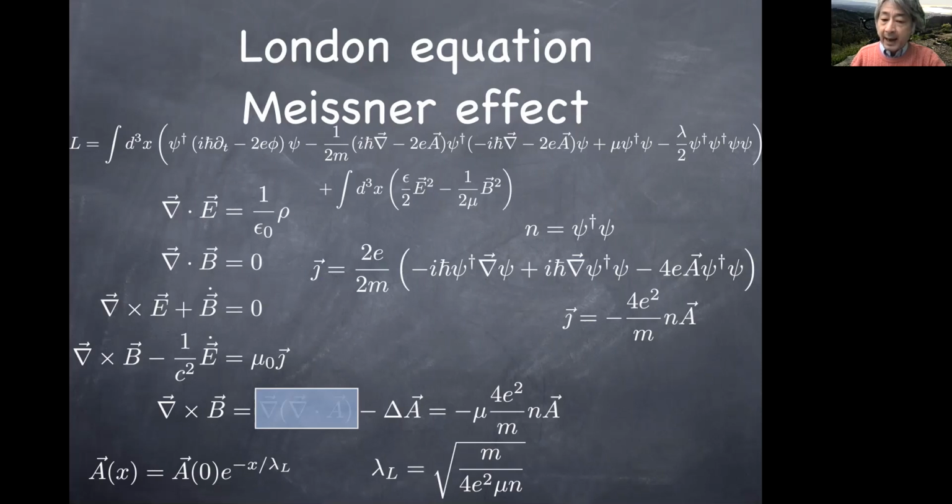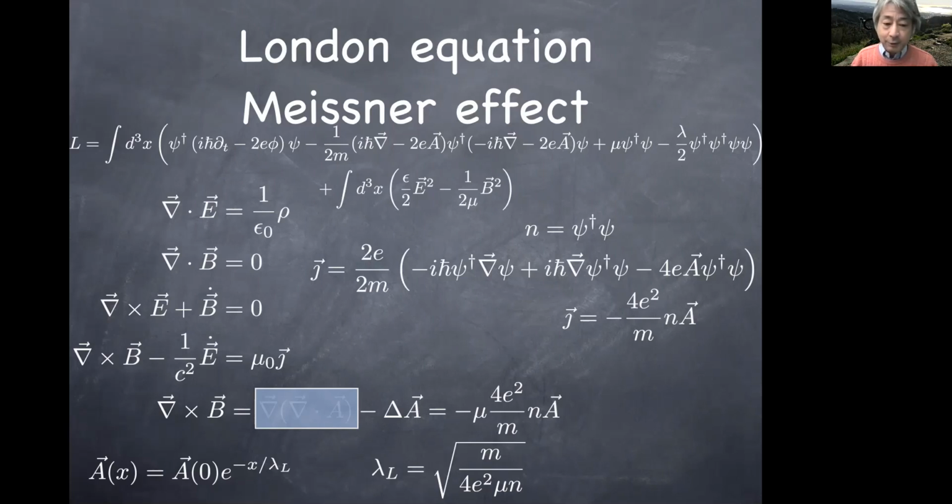So this Laplacian turns into 1 over lambda L squared, which is supposed to be given by this mu 4e squared over m times n. And I apologize, this mu is actually not the chemical potential. This is meant to be the magnetic permeability. In vacuum, that's mu naught. In a material, it may be different from mu naught. That's why I use the symbol mu, which clashes with the notation of chemical potential. I wasn't aware of this. I'm sorry about this, but I hope this is clear. This is the magnetic permeability inside this material of the superconductor.